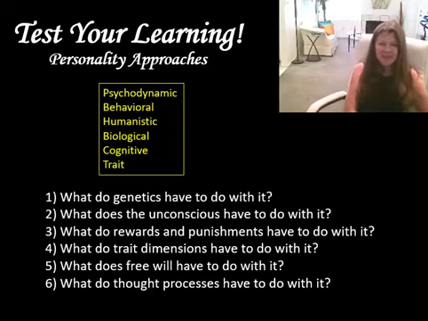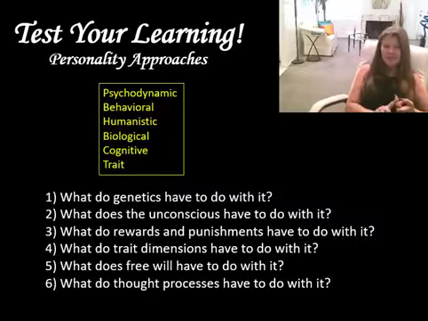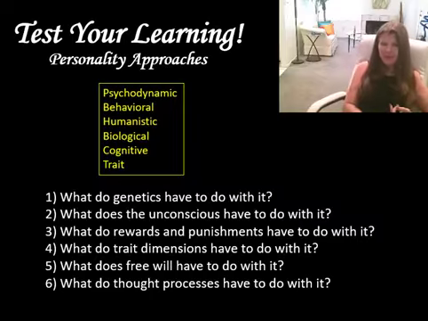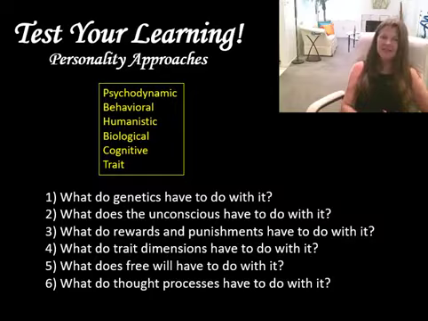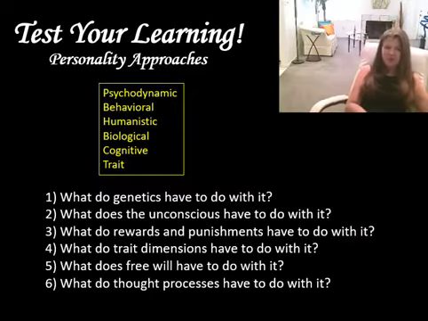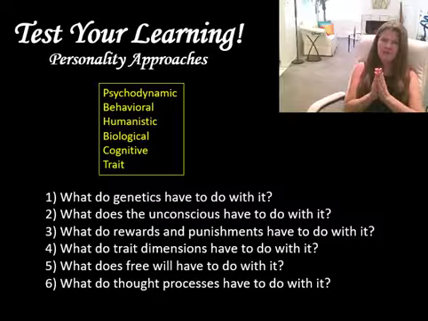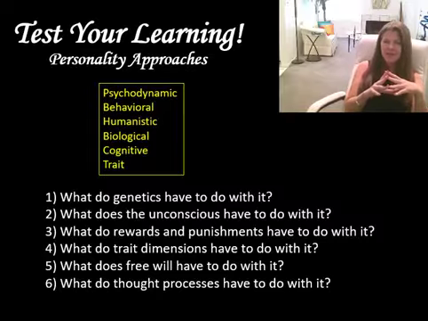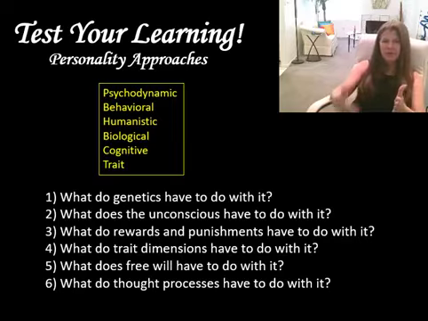Number 5 is humanistic, right? So the best way to remember that is free will and the positive side of human nature, right? And then finally, number 6 is cognitive, and that, of course, would be thought processes. So these are a review for you because they're also areas of psychology in general.